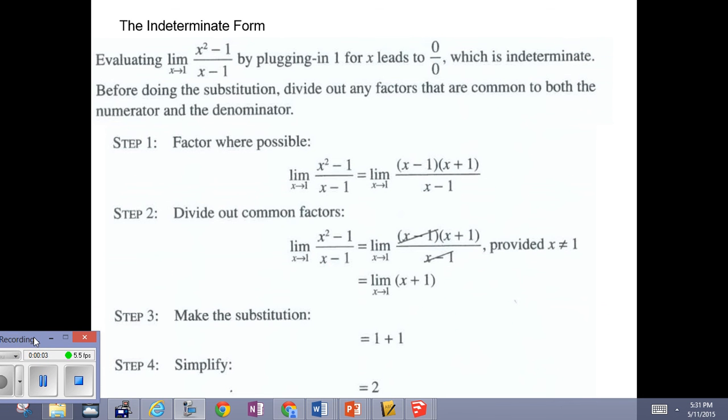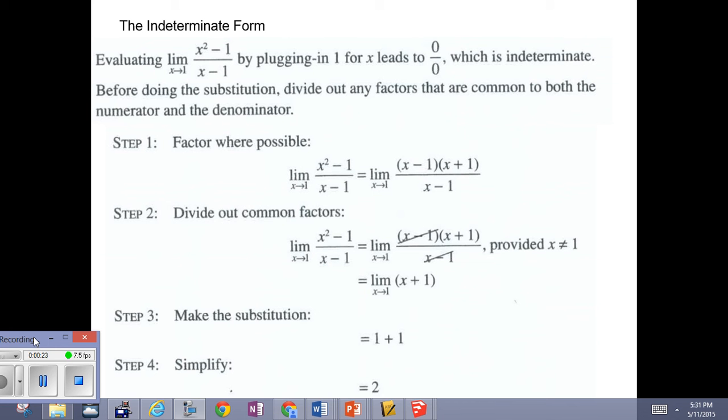Okay, so substitution was the first and easiest order of business for determining a limit, okay? It is by far the one that you're probably not going to see more often than not, but it is the first order of business, okay?